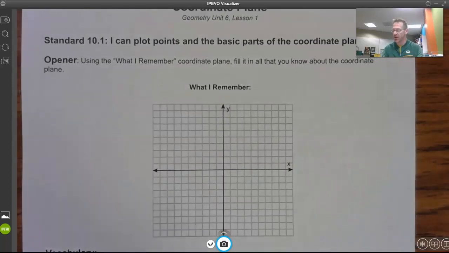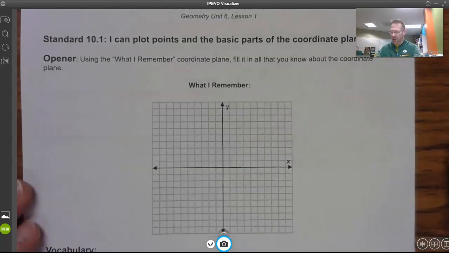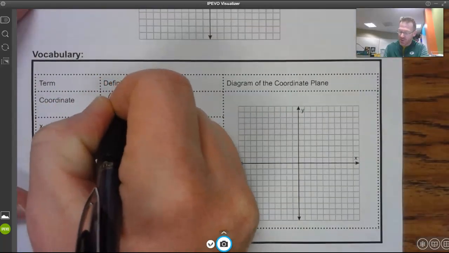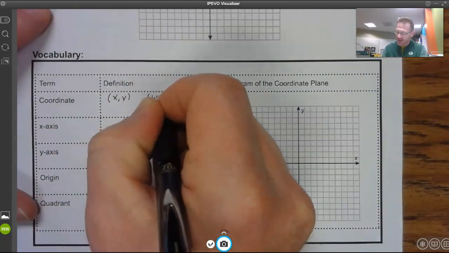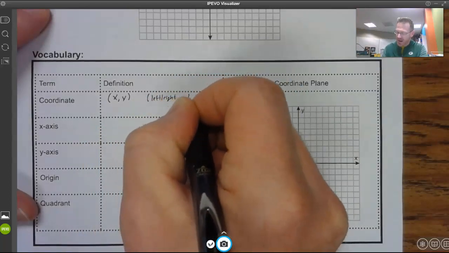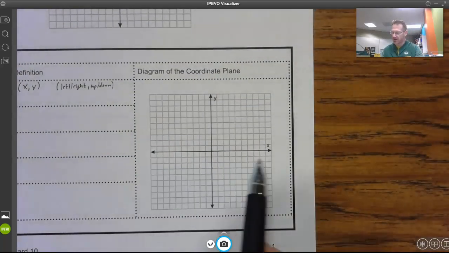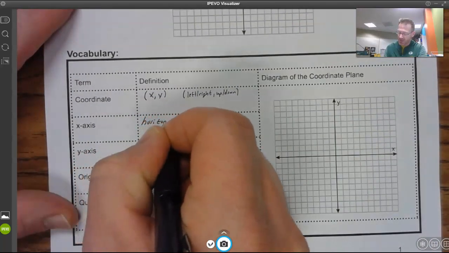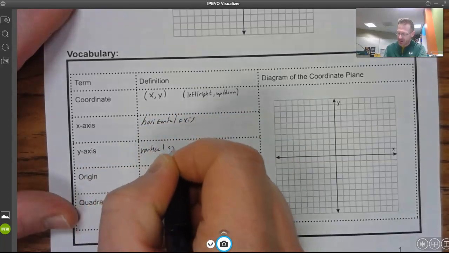All right, so let's see what you talked about or what you remembered with the coordinate plane here. So I'm going to jump down here and just fill in a little bit. So first, hopefully you remember that, hey, we have coordinates, right? And every coordinate is x and then y, right? And so left, right is x, and then up, down is y. All right, so when we look at our axes here, x and then y, our x-axis is our horizontal axis, and the y-axis is our vertical axis.